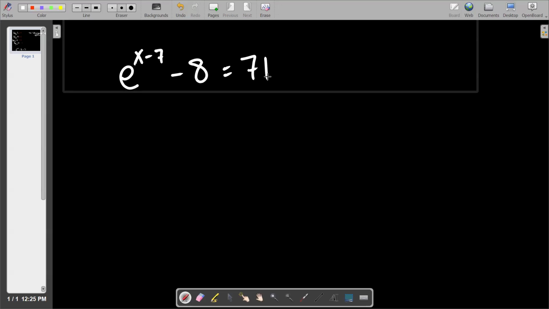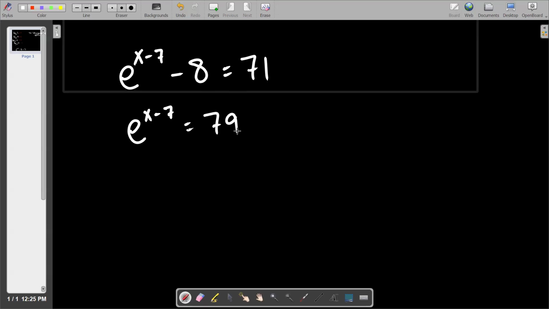It's been a hot minute since you've done this, but what do you think the first thing would be to do? Yeah, like you just know that you want to get that power by itself. So if we add 8 to both sides, we get e to the power of x minus 7 equals 71 plus 8, which is 79. Anyone by chance remember what the next step is? You want to log both sides.